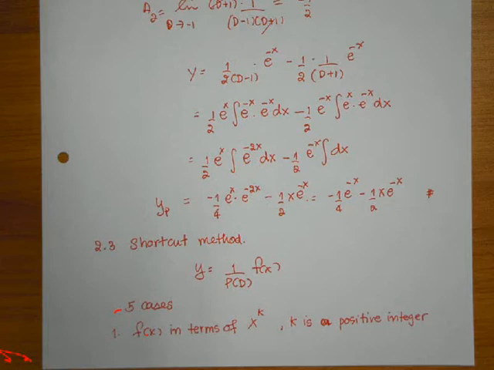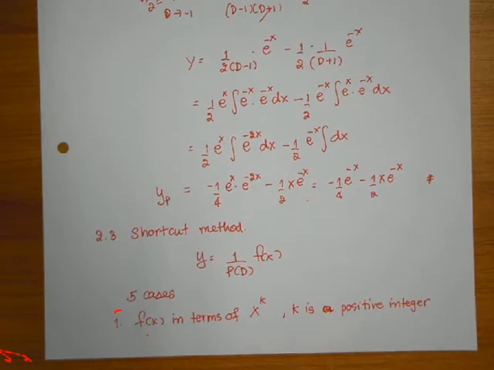Next, the third method we call the shortcut method. For the shortcut method, we are going to start with y equals 1 over P(D) times f(x). Like I said, this is still called the operator method. So we are going to write our differential equation in terms of D. The capital D we call the operator.